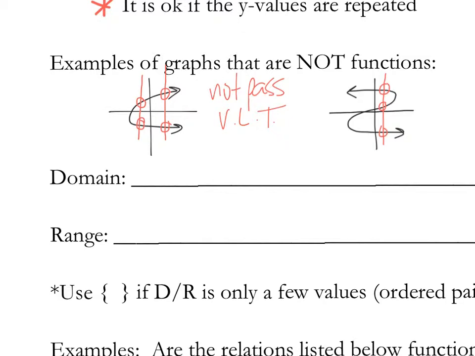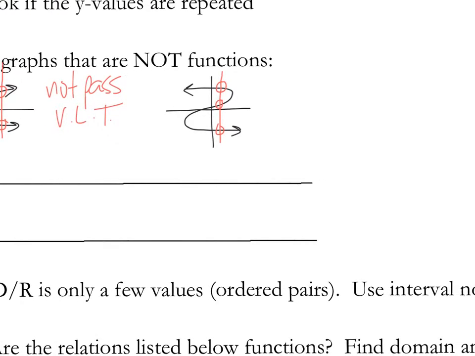Let me give you one more. Maybe you can think of a couple other shapes of graphs that are not functions, that do not pass the vertical line test. Any kind of a circle or an oval. Those do not pass the vertical line test either, because you can draw a vertical line on the graph and it will hit it in more than one place.